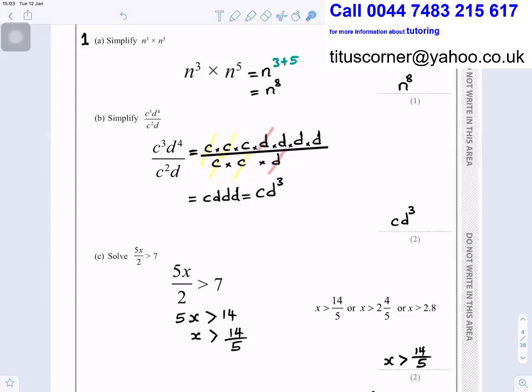So what are you left with? You're left with 3d at the top and 1c. So it's written as c d cubed, and that's your answer.